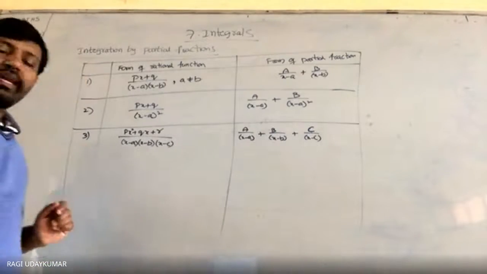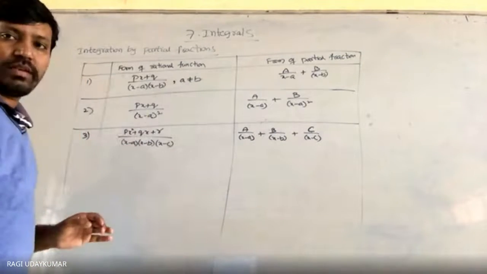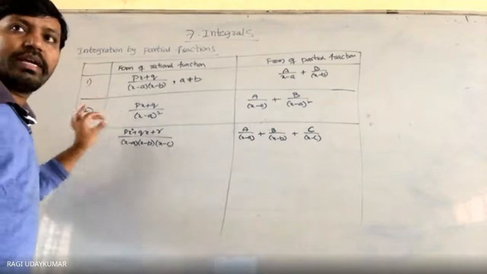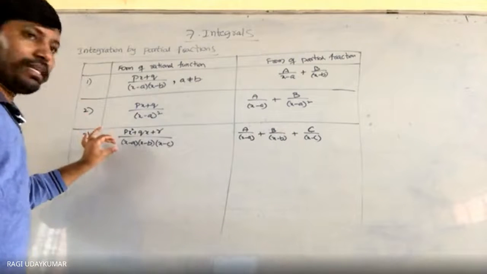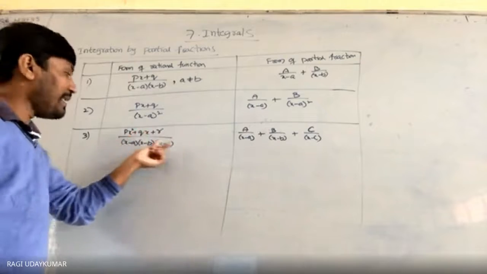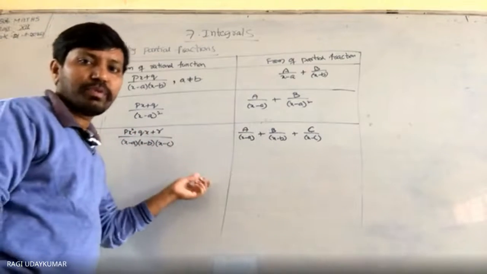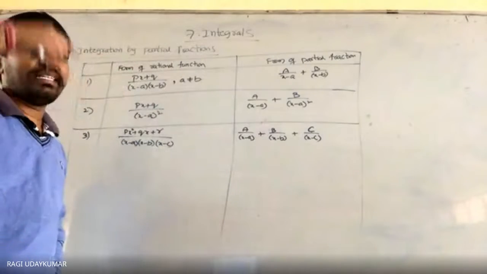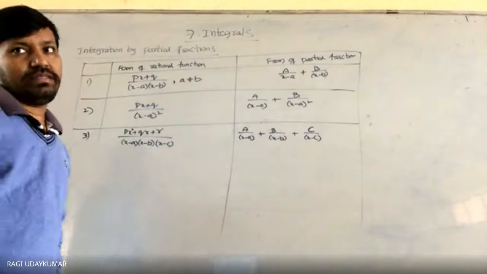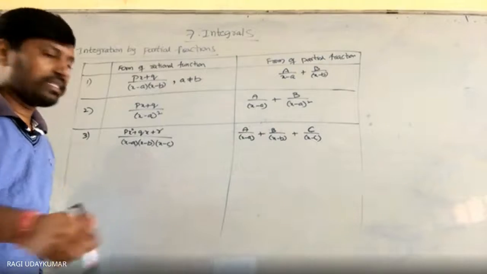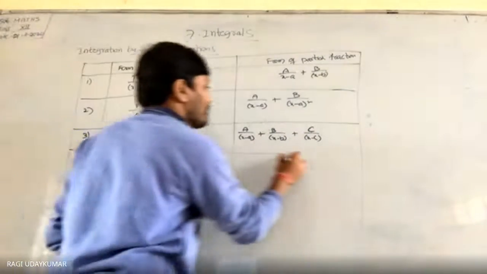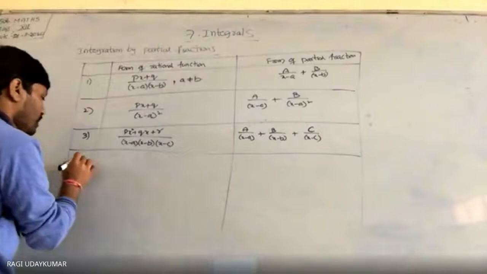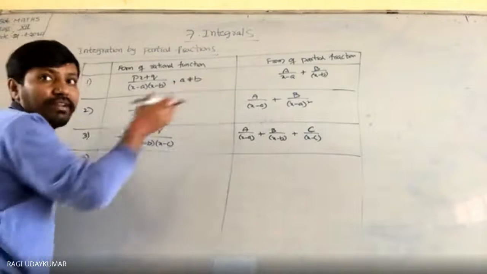That is nothing but what you can observe from this and this. If you are having a cubic numerator and the denominator is biquadratic, four terms are there, four linear products. If you are having four linear products, you have to split into a by x minus a, b by x minus b, c by x minus c plus d by x minus d. If you are having it like that, so this is the one. Another form is like this one, but along with this, one more linear factor.